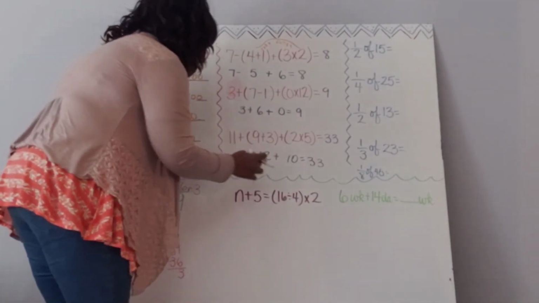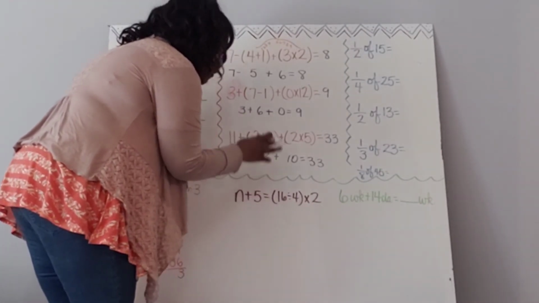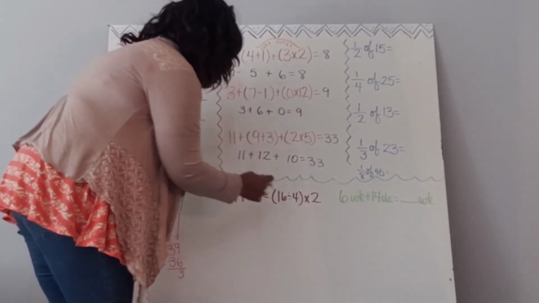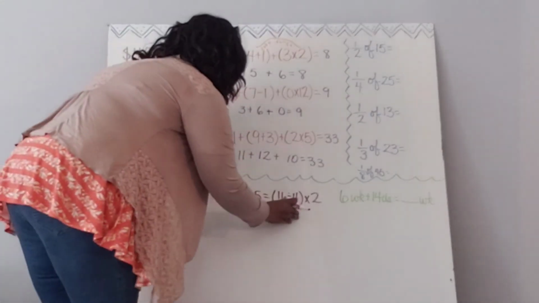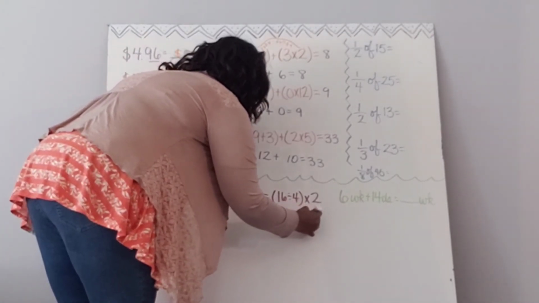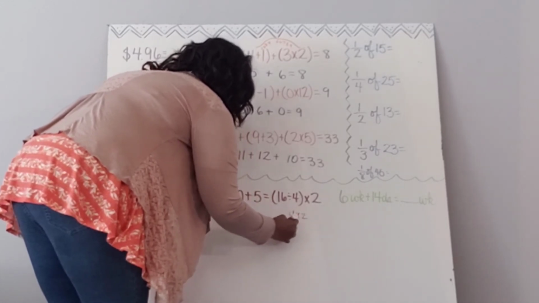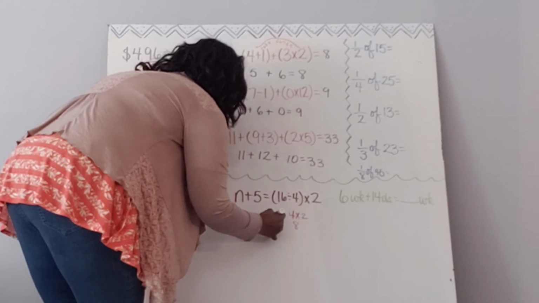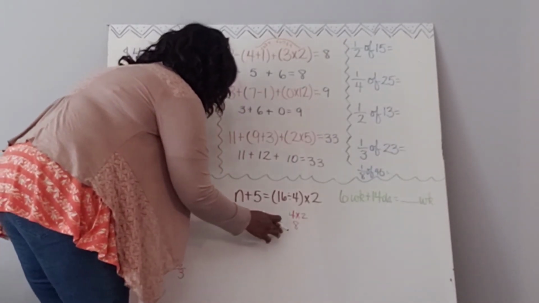Then the next one, this one some of you left as well, and I want to go through that. When we're doing these problems, remember you solve the known side first. Then we do parentheses first as well. 16 divided by 4 equals 4 times 2. And 4 times 2 equals 8. So then you're going to bring down your equals, your 5, your plus, and your n. So now n plus 5 equals 8.